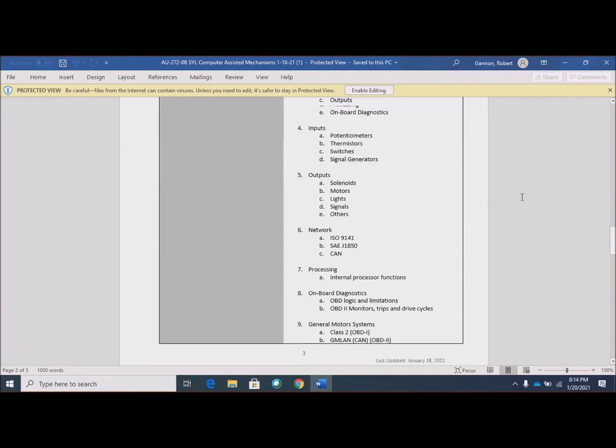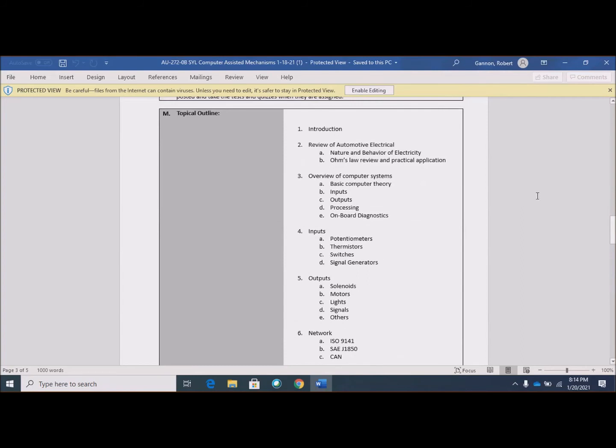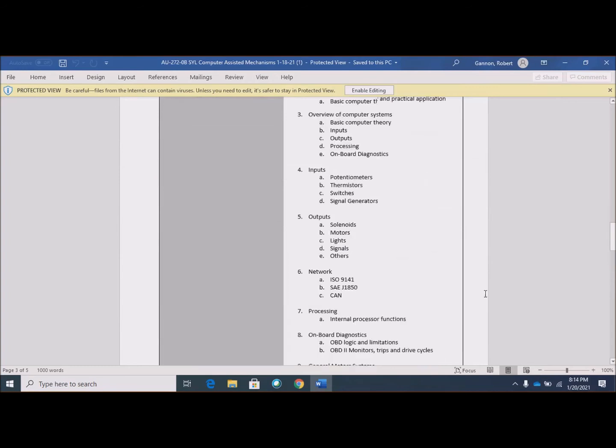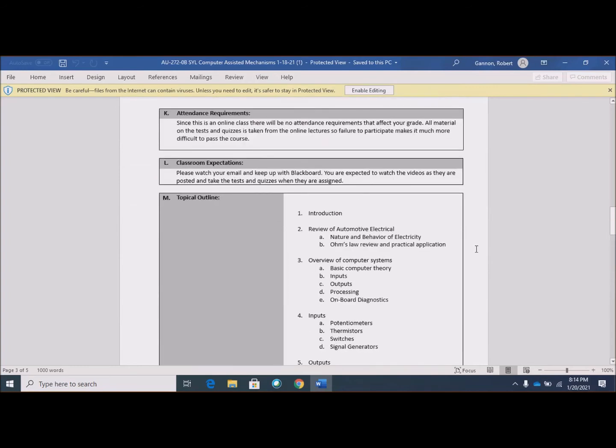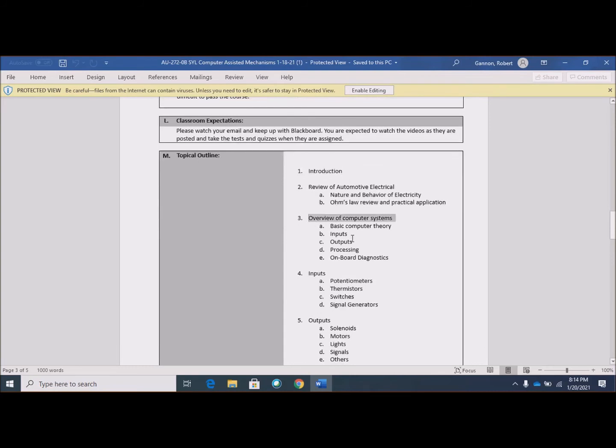Last thing, just to talk about the actual outline of the class. So you'll notice here there are 14 items. That doesn't mean one item per week. So here's what we're doing right now. Introduction. We're talking about what's in the class. The review of automotive electrical, I think we can do in one video, one class. But this overview, maybe one class.